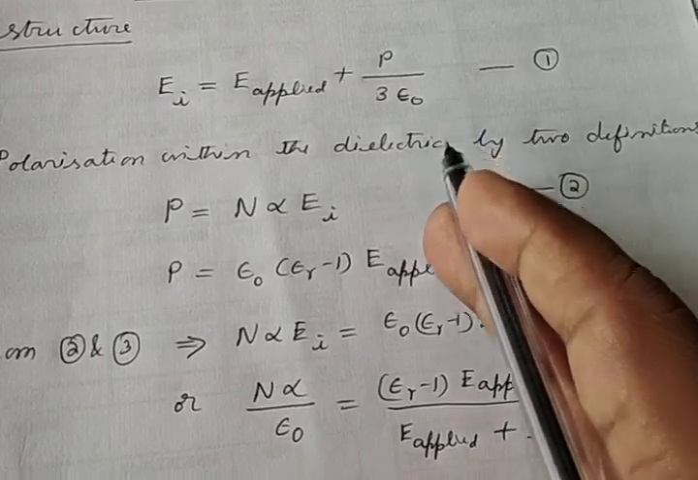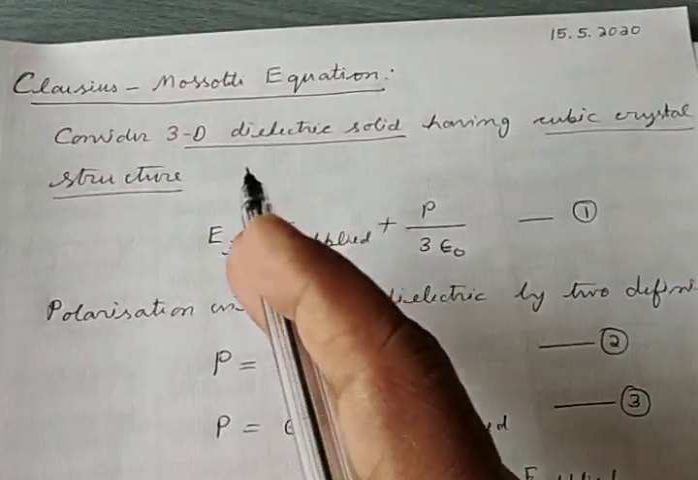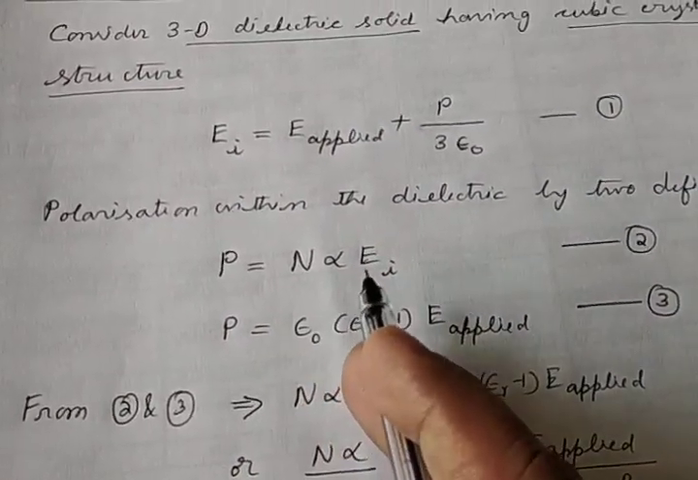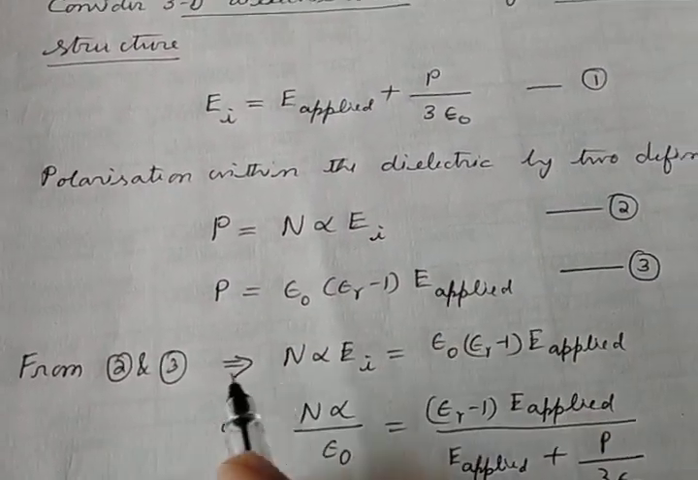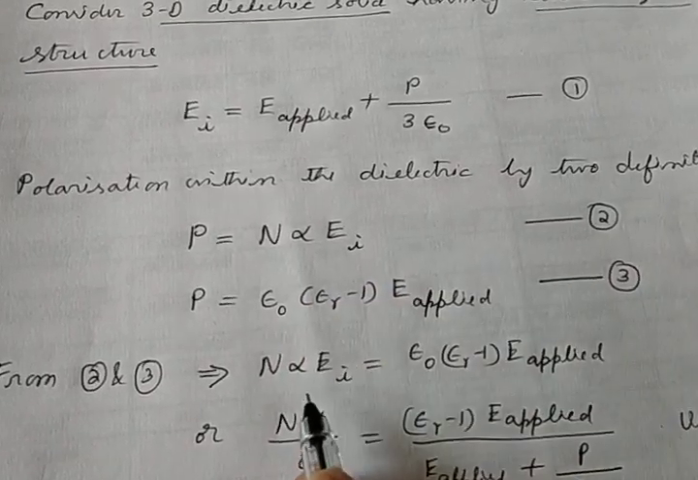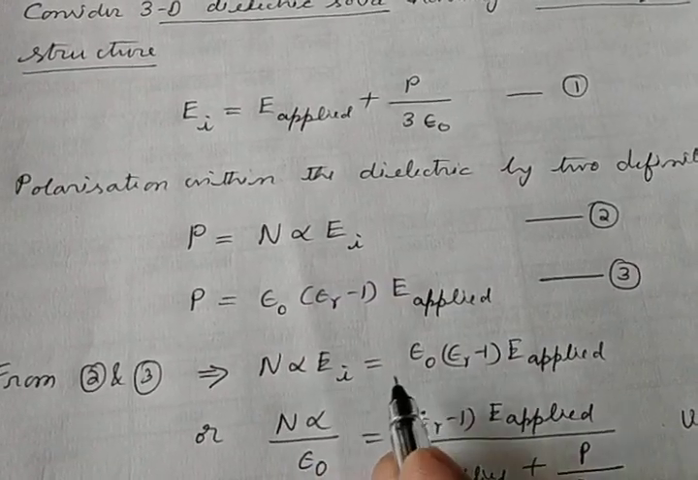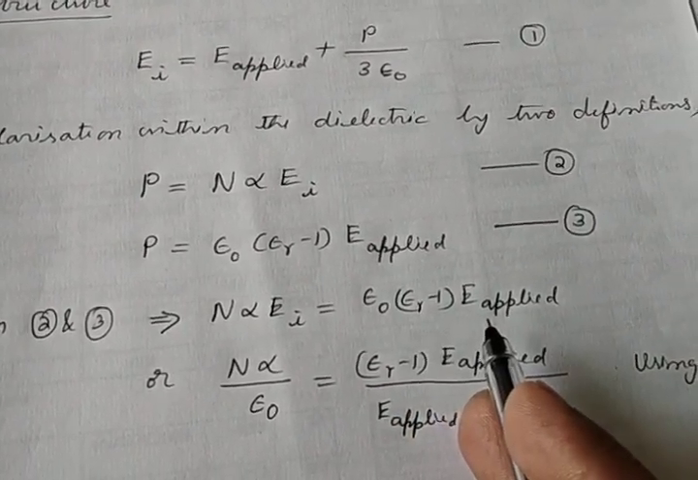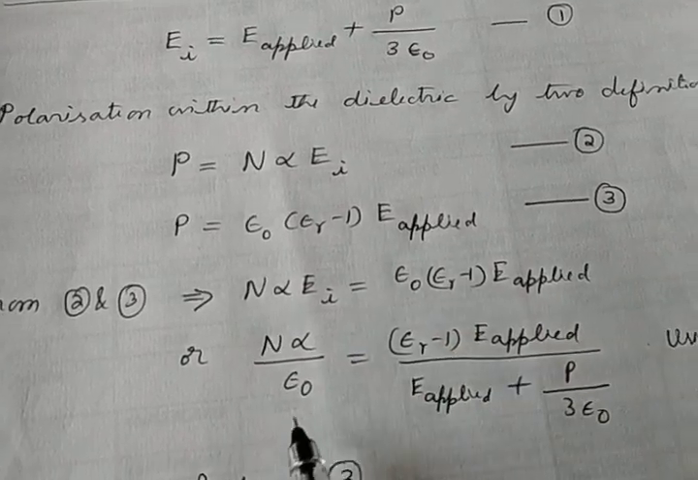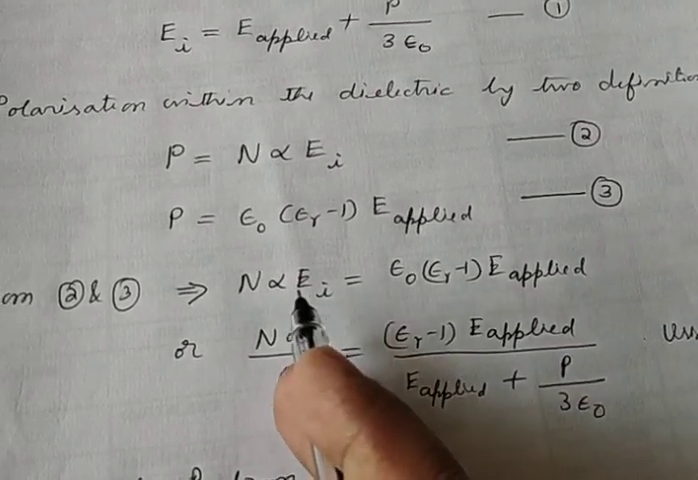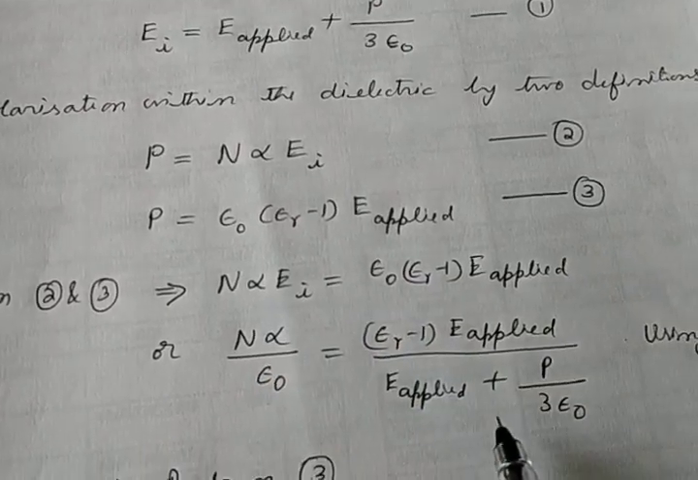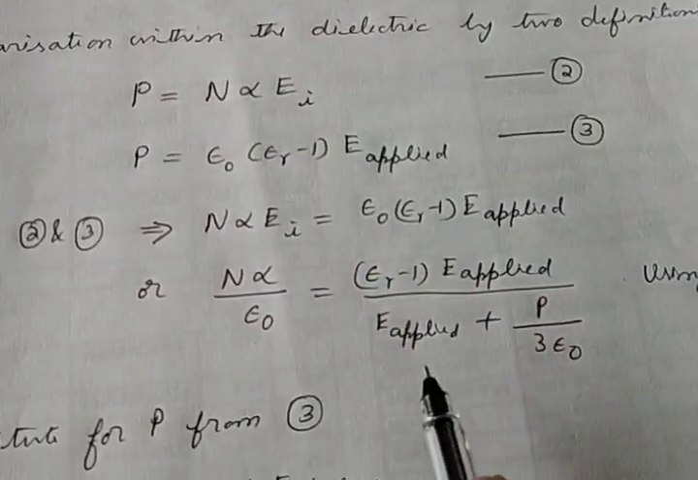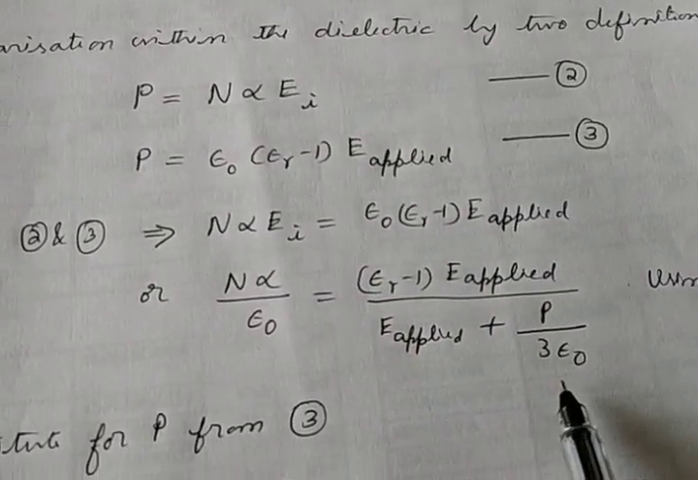Now combining these three equations, we can get the Clausius-Mossotti equation. For this, let us first consider equations 2 and 3. From 2 and 3 we can write both of them equal to one another, that is N alpha EI is equal to epsilon naught into epsilon r minus 1 into E applied. Or I transfer epsilon naught over here and also bring the internal field EI over here, and this internal field I can write using equation 1 as E applied plus P by 3 epsilon naught.